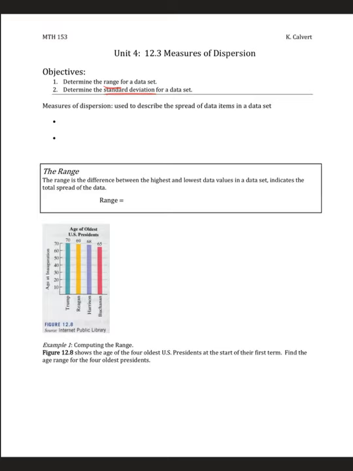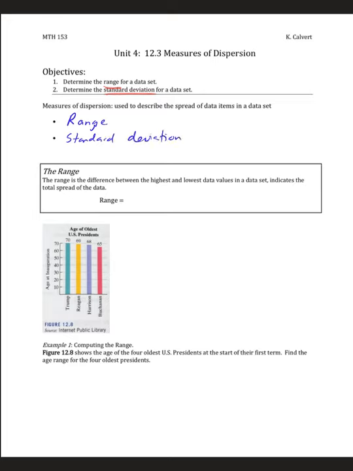So measures of dispersion are used to describe the spread of the data. And like I just said, we have two main things that we're looking at here. We're going to look at how to calculate the range of a data set, and then we're also going to look at how to calculate the standard deviation.